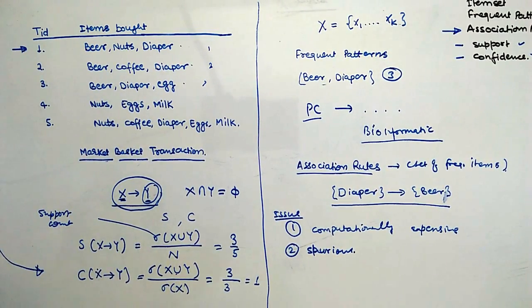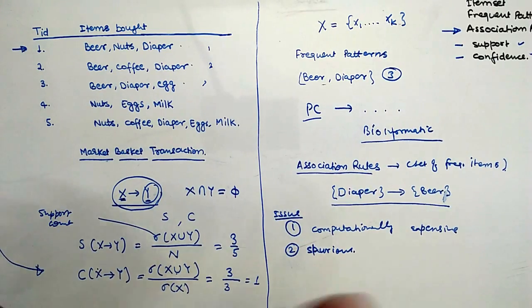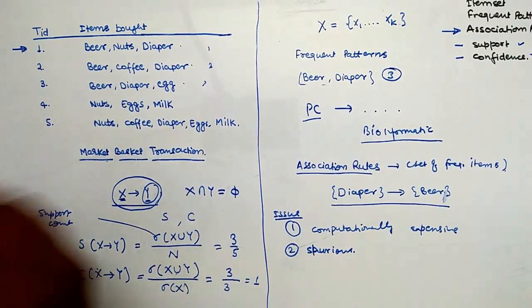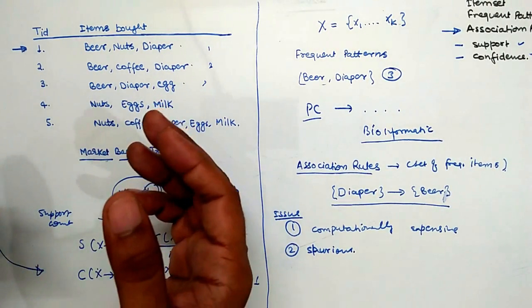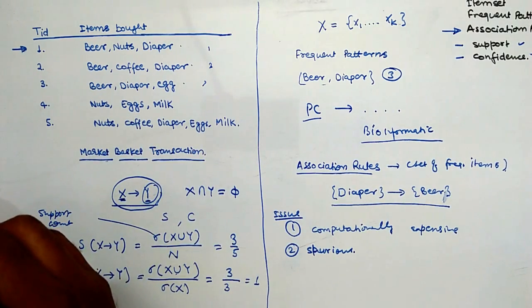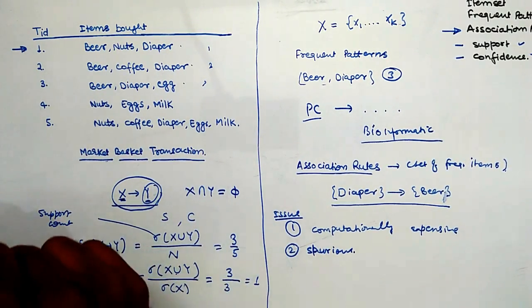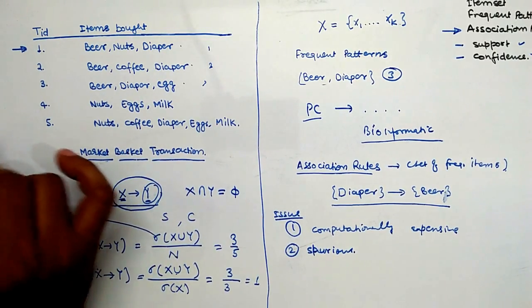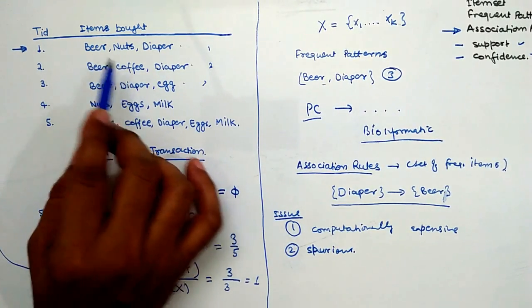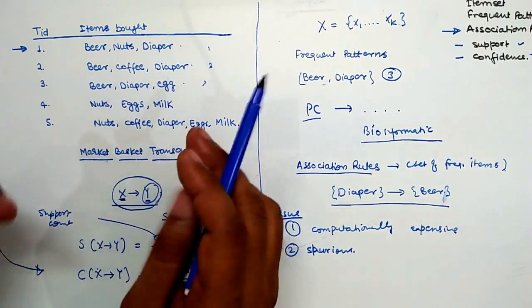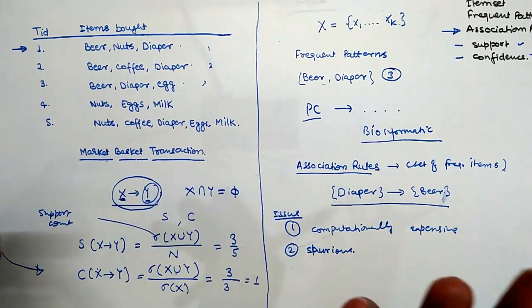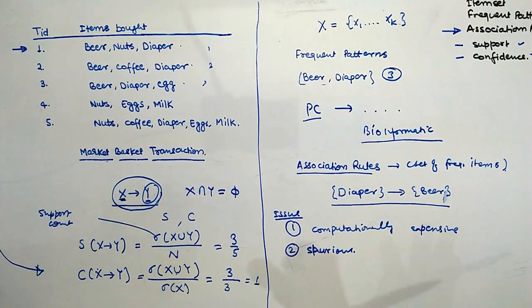Now to mine the association rules, the brute force approach is very computationally expensive. One can think that given this transactional database, I can derive various types of rules from it by the brute force method. Means I can derive rules like beer with nuts, beer with diapers, beer with coffee. So you can create a huge mess if the transactional database is very large.